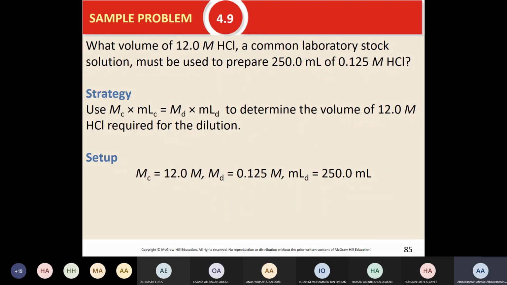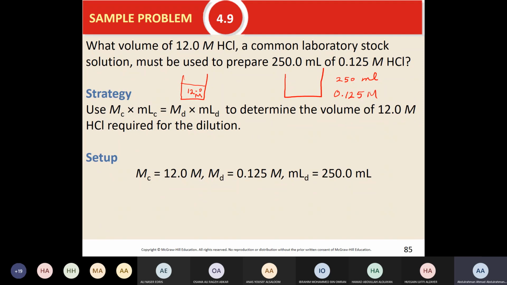Let's solve this problem. What volume of 12 molar HCl, a common laboratory stock solution, must be used to prepare 250 milliliters with the concentration of 0.125 molar? So how can I do that?